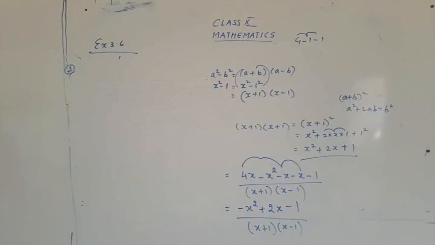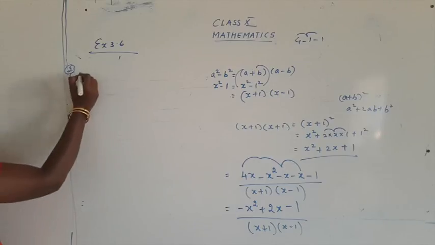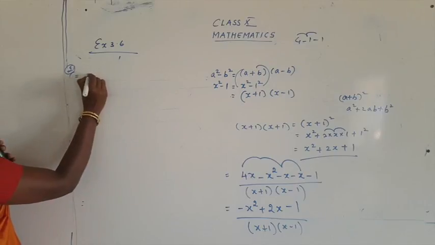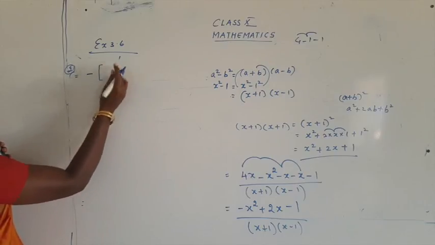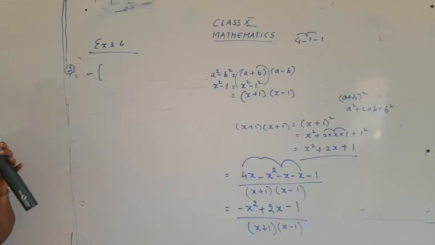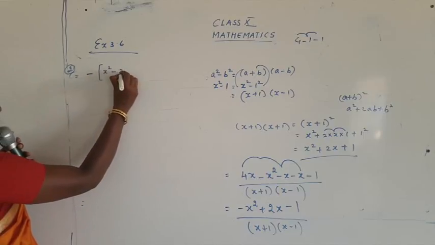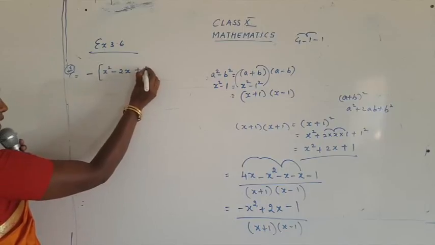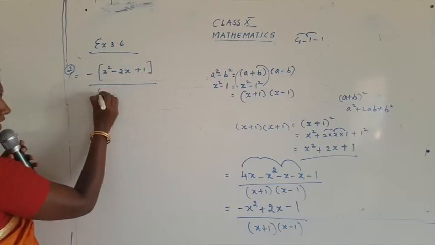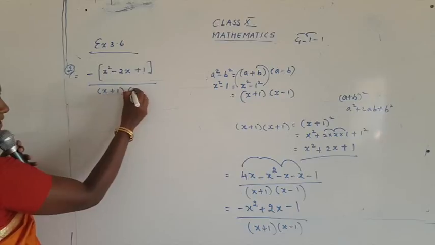Never keep the first term as negative. So try to change the first term into positive. What we can do is take the negative common. So let's see how we are going to do the sum. This is equal to, I am taking the negative sign common. Once I take the negative sign common, you have to change all the signs. So this becomes x square minus 2x plus 1 upon x plus 1, x minus 1.